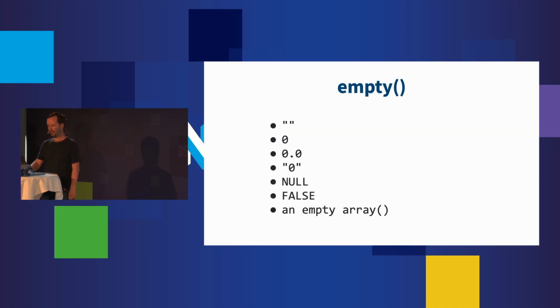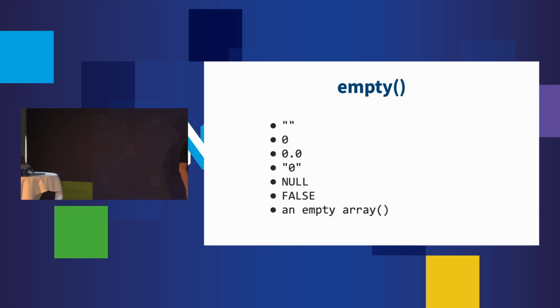Next, I would also like you to avoid empty, because it has the same problems. Empty is just two equal signs in different clothing. So empty returns true for, of course, empty string, but also 0, 0 as a float, a string with a 0, and null, false, and an empty array. So it's much better to write a more precise condition instead of empty, because empty can also hide bugs, because empty also does not error on undefined variables. It just returns true. So I would really like to discourage that.